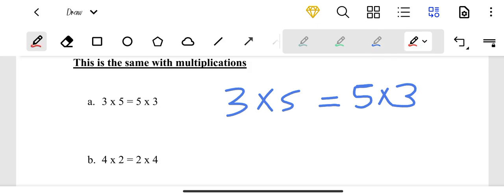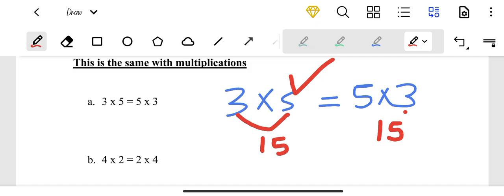How do we prove it? If we say 3 multiplied by 5, that is going to be 5, 10, 15. So the answer here is 15. And if we say 5 times 3, it means that we're going to say 5, 10, 15. So the answer is also going to be 15. So it means that that is equivalent to that one.